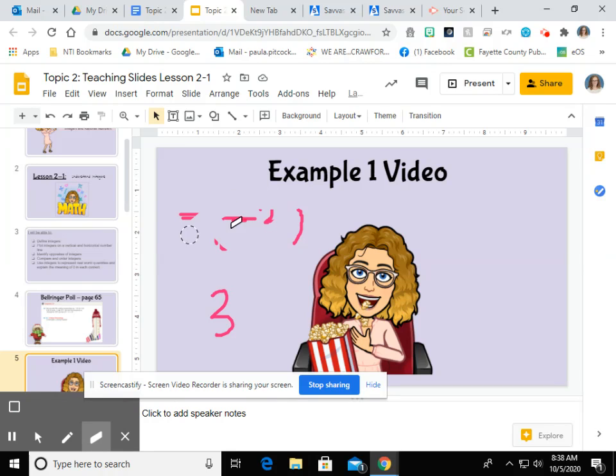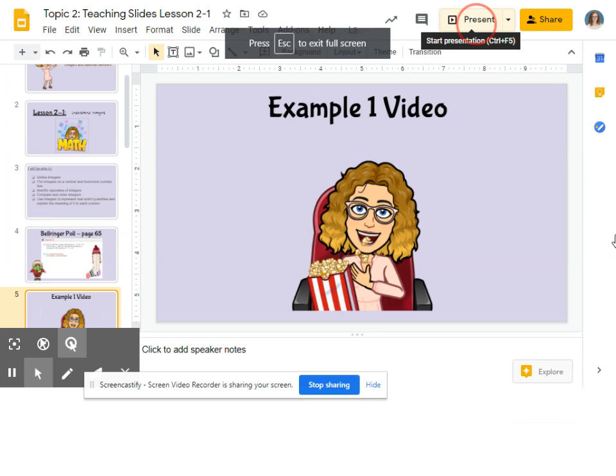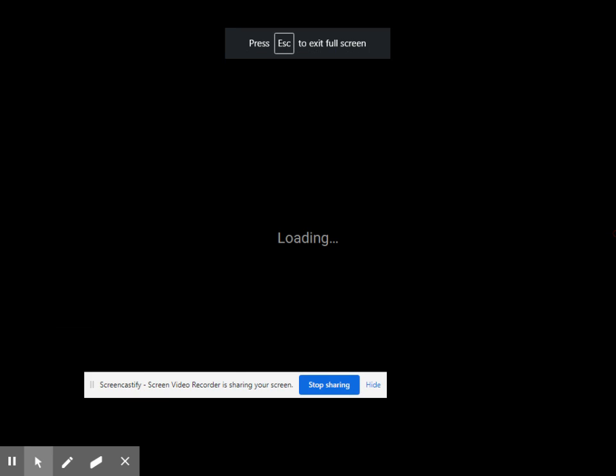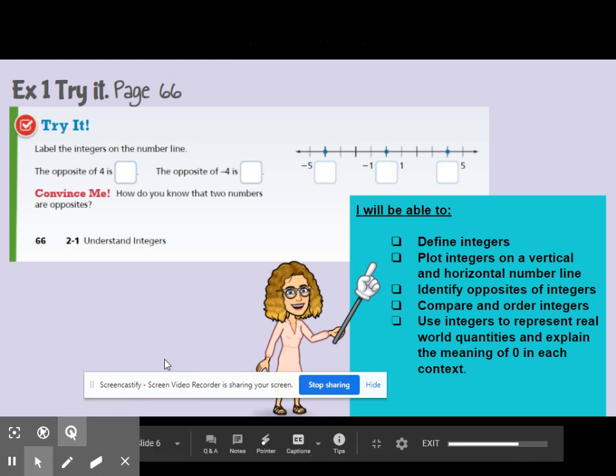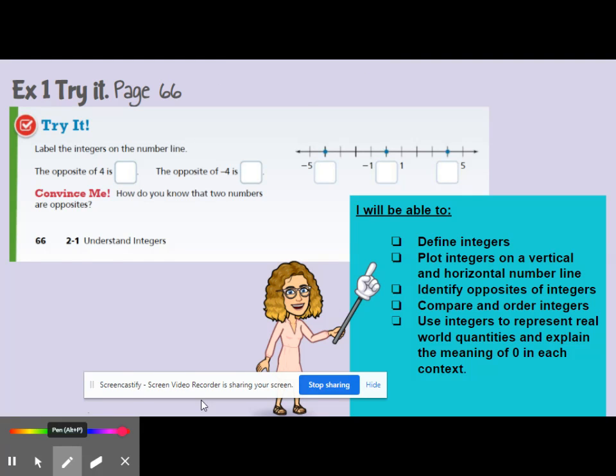All right, so now what we're going to do is we are going to put these skills to use. I'm going to do one example with you guys, and then you guys get to practice your skills, and in class we're using Pear Deck. So here's an example of some skills you're going to have. We need to label integers. Remember, we want to define integers. Well, integers are the positive and negative numbers and 0.